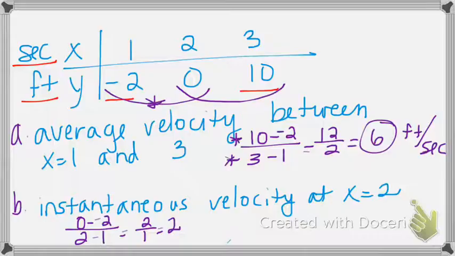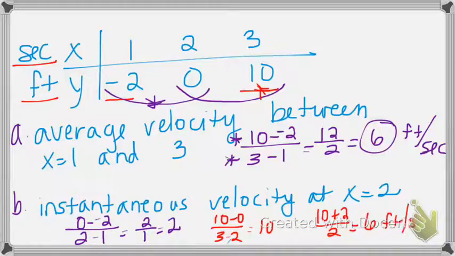The slope on the right, I'm going to start with the 10. 10 minus 0 over 3 minus 2, which is 10 over 1, which is 10. So then to find the actual velocity I'm looking for, I'm going to add and divide by 2. So I get 6, and then again, don't forget the units. It just happened to be the same. It won't always be the same.